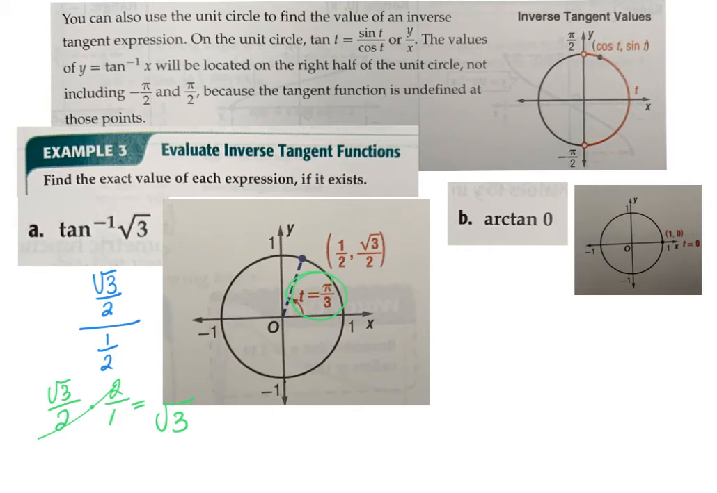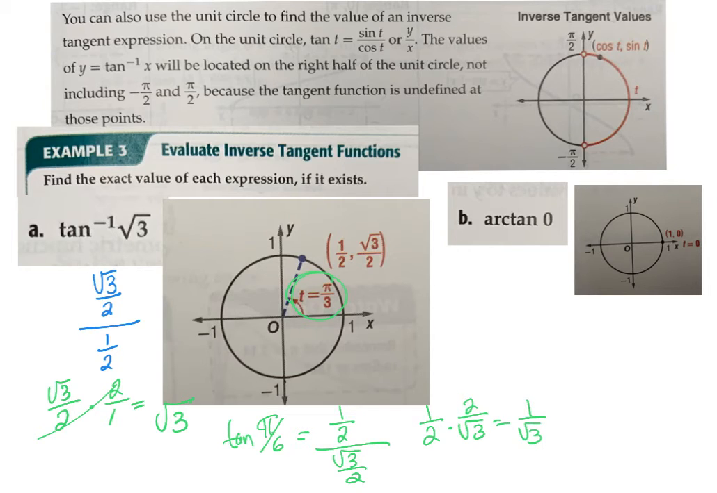What happens if I look at pi over 6, where it's reversed? Pi over 6 on your unit circle, tangent of pi over 6. On your unit circle, pi over 6, your y value now is 1/2, and your x value is square root of 3 over 2. If I flip that one, I'm going to get 1 over the square root of 3.